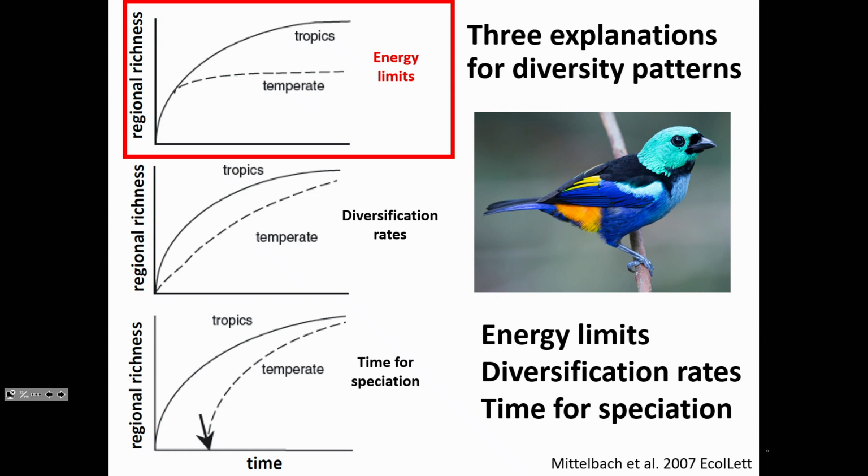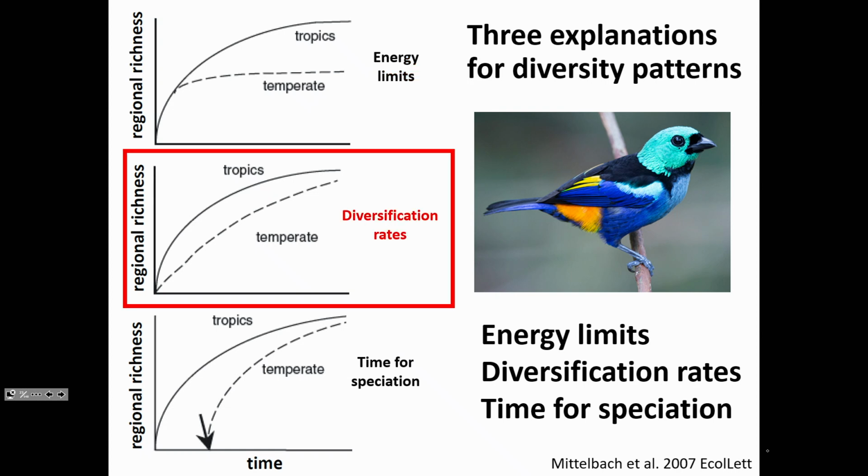The diversification rates hypothesis states that the regions which are species-rich are species-rich because they accumulate species very fast. The properties of these regions foster speciation, buffer extinction, and as a result, we have more species in the tropics and in the lowlands compared to the temperate regions and the highlands. So it's the rate of species accumulation.